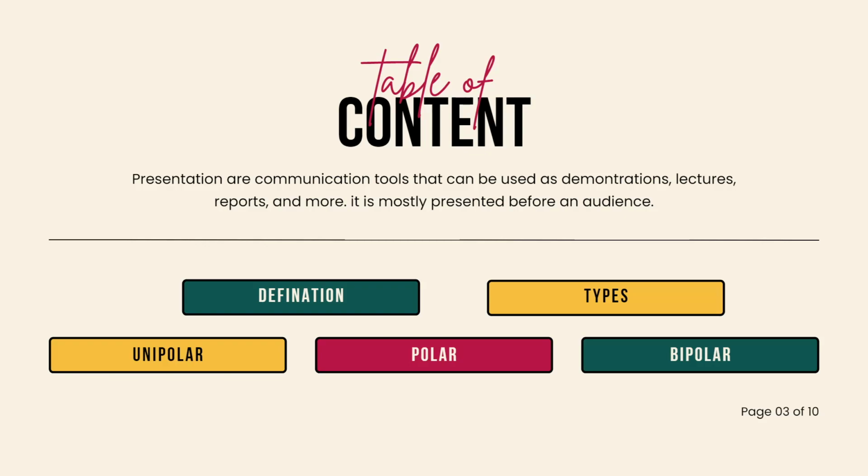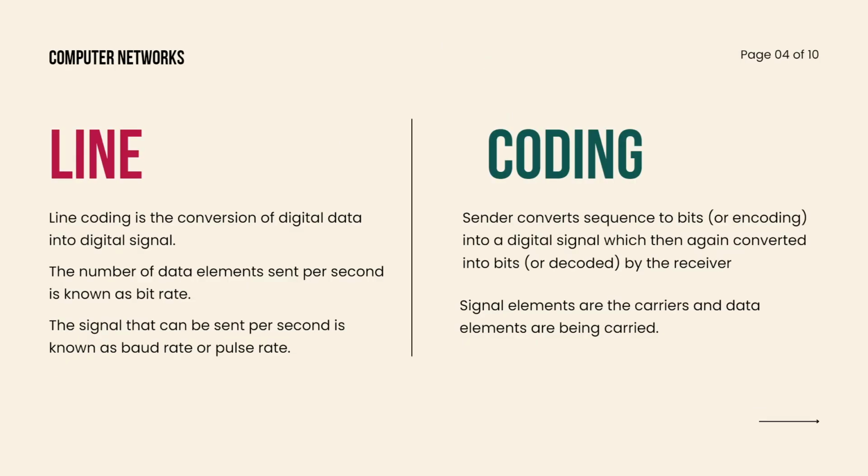So, what we'll be looking at today is the definition of line coding, the types of line coding, and we'll be looking into the three major types of line coding that are unipolar, polar, and bipolar. So, what exactly is line coding?